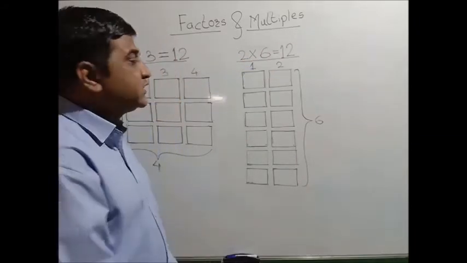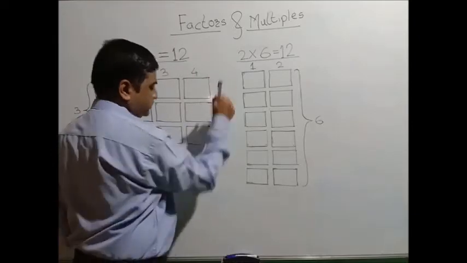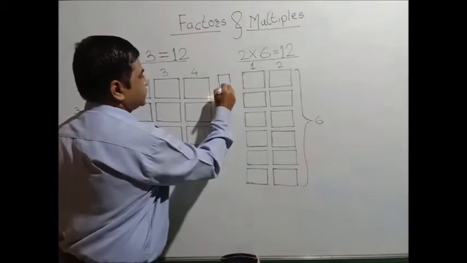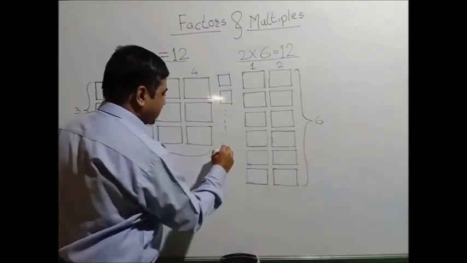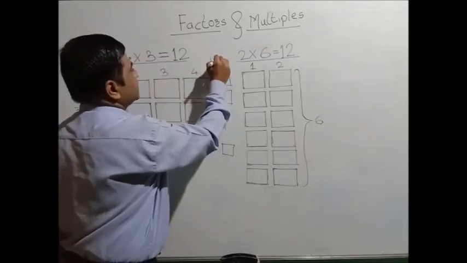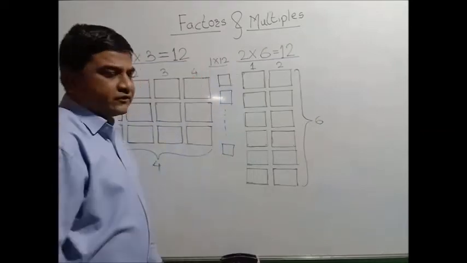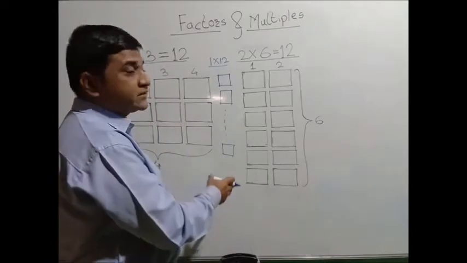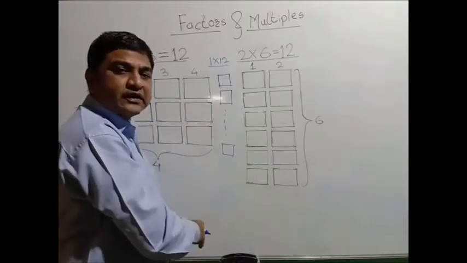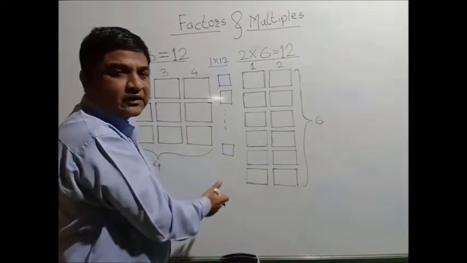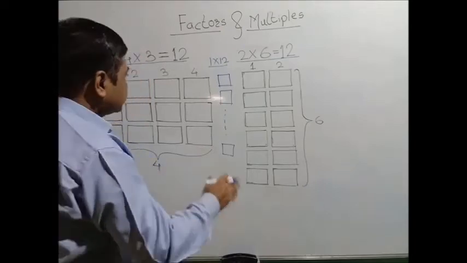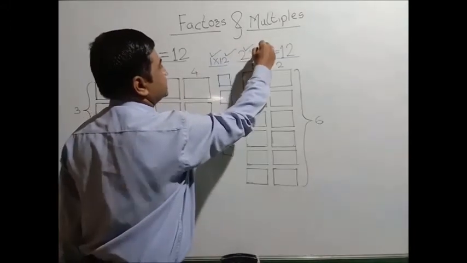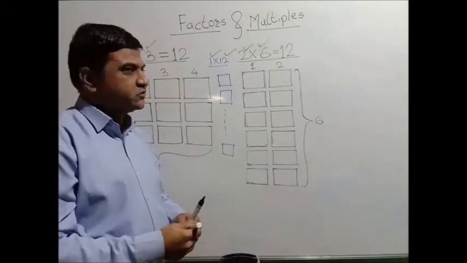Now, what happens if I take one block for 12 times? One block for 12 times. So 1, 2, 3, this happens 12 times. It means 1 is multiplied with 12, and definitely I will get 12 blocks over here, a line of 12 blocks. So you may say that 12 blocks are taken for 1 time, or 1 block is taken for 12 times. So in short, 4, 3, 1, 12, 2 and 6 are the factors of 12.